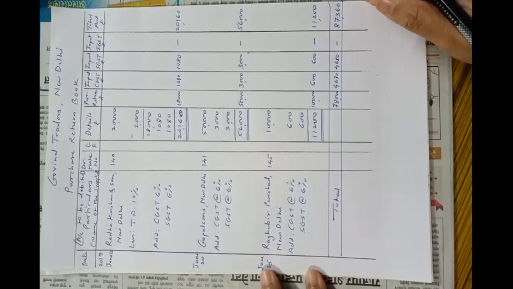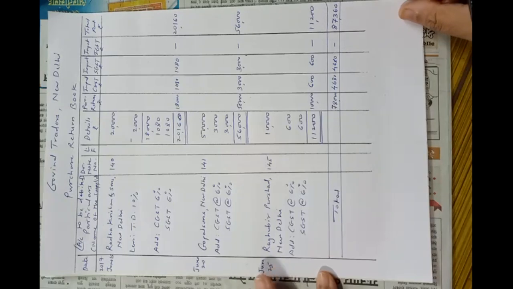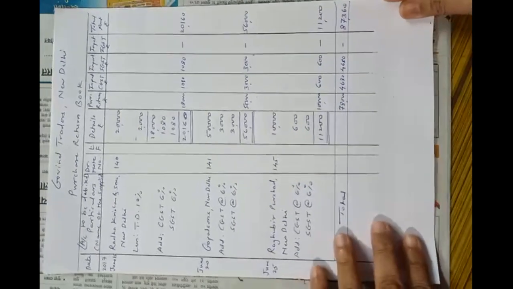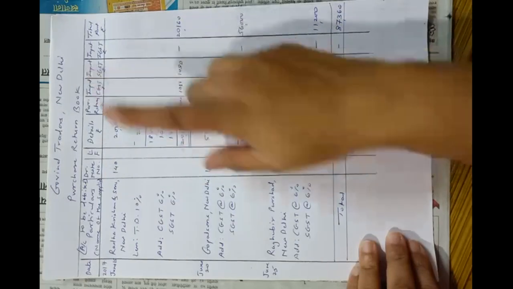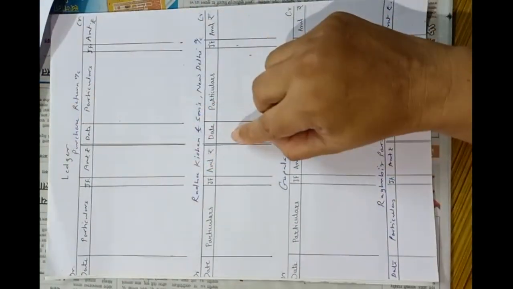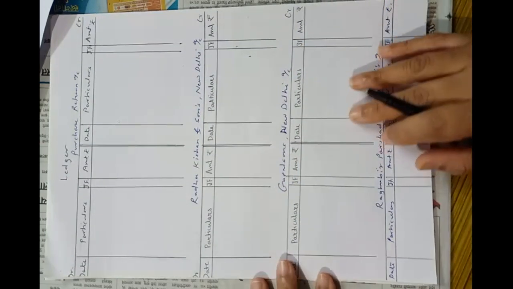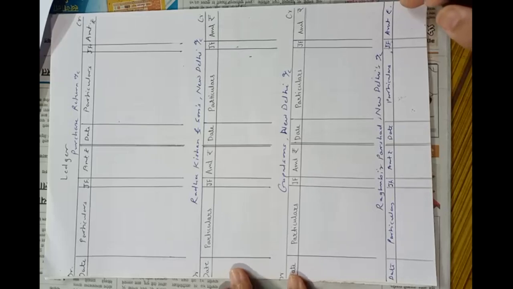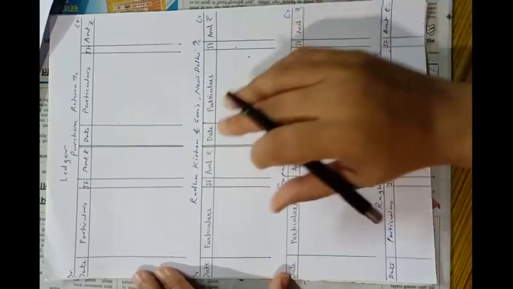Okay, so now we will post these entries of purchase return into ledger. We have to prepare 4 accounts here: purchase return account, Radhakishan and Sons account, Gopal Sons New Delhi, Raghubir Parshad New Delhi's account. Okay, so see here, I will keep this paper here. I have prepared purchase return account, Radhakishan and Sons New Delhi's account, Gopal Sons New Delhi's account, and Raghubir Parshad's New Delhi's account. Okay, so now we will post these entries into ledger.